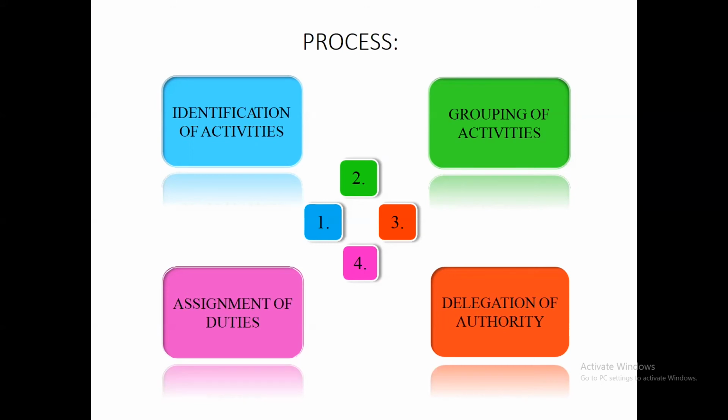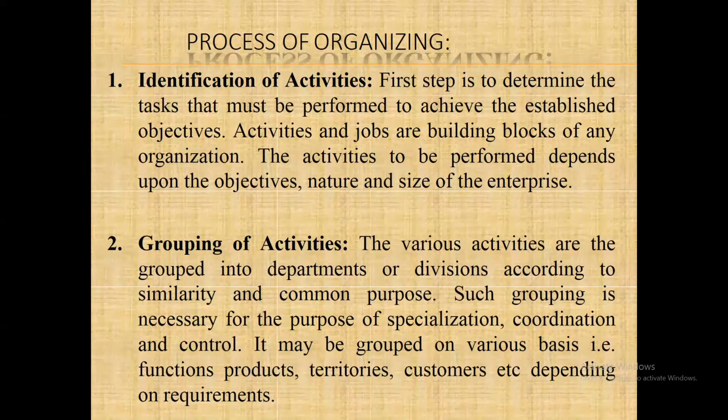So next we have the process of organization, or how to organize. First of all, we have identification of activities. Second is grouping of activities. The third one is assignment of duties. And the fourth one is delegation of authority. So first of all, identification of activities. First step is to determine the tasks that must be performed to achieve the established objectives. Activities and jobs are building blocks of any organization. The activities to be performed depend upon the objective, nature and size of the enterprise.